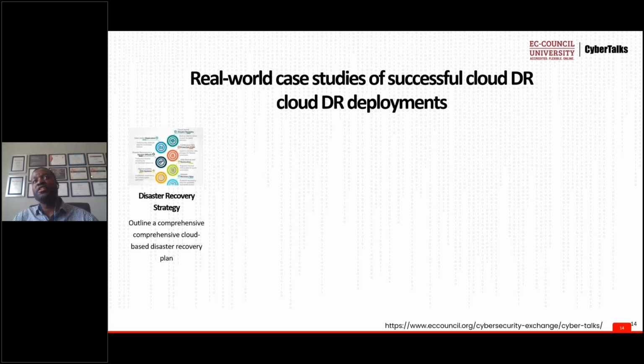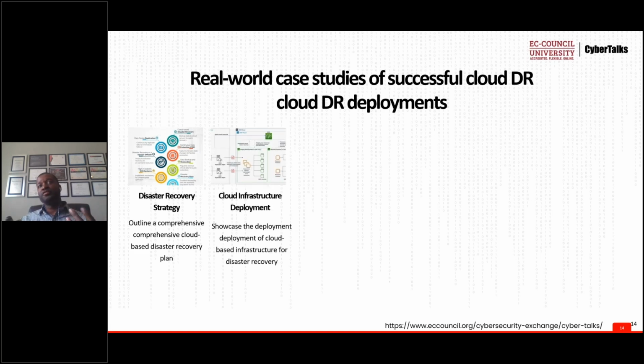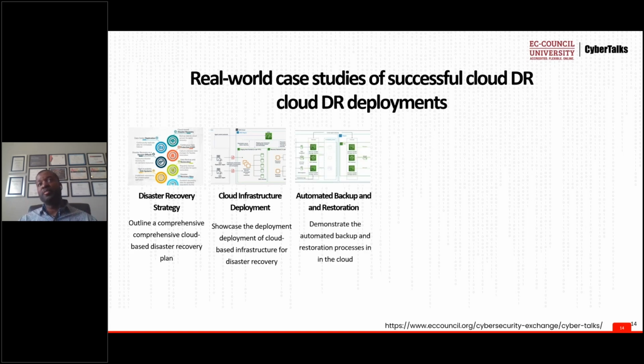A strong disaster recovery strategy is where it all begins. These case studies started out with clearly defined plans, mapping out risks, outlining roles, and aligning DR goals with their business objectives. From there, we see cloud infrastructure deployed at scale. Whether through hybrid models or full cloud migrations, these businesses chose infrastructure that was agile, secure, and built to support rapid recovery. Automated backup and restoration made recovery measurable. They implemented solutions that not only ran on schedule, but also ensured near zero data loss when incidents occurred.